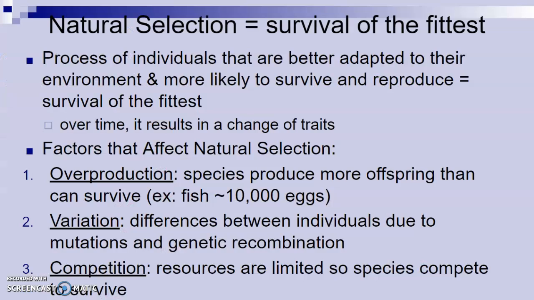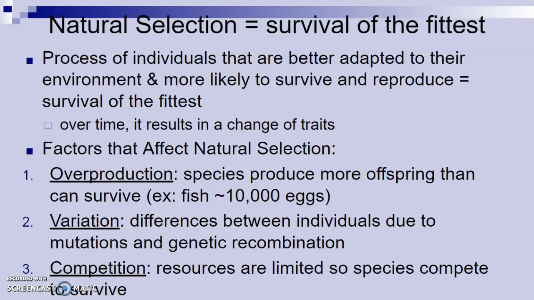So natural selection is survival of the fittest. It's the process of individuals that are better adapted to their environment and are more likely to survive and reproduce. Survival of the fittest and natural selection is the same thing. Factors that affect natural selection are overproduction. That's when a species produces more offspring than can possibly survive. Fish can produce up to 10,000 eggs.